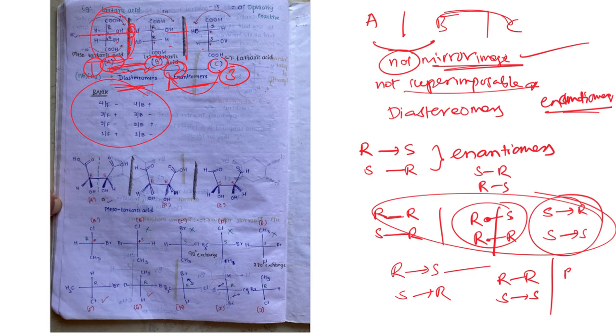So now I took here one example. This is the same tartaric acid, but in the wedge-dash formula. Here a plane of symmetry is present, meso compound. Same, this A form, this B form, this is C form. So now these are R, S, R. Here also R, R is there.